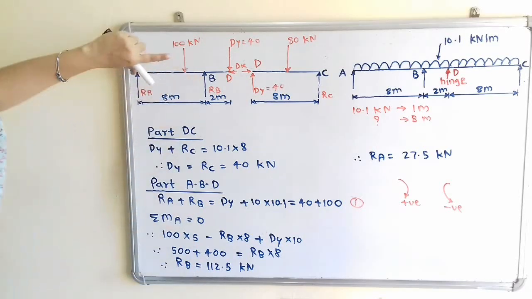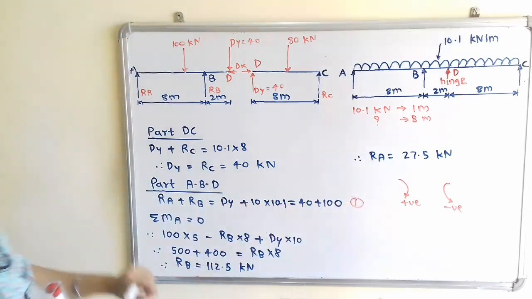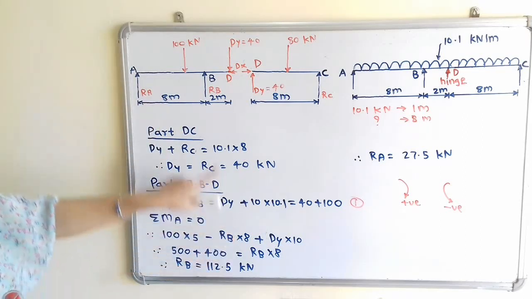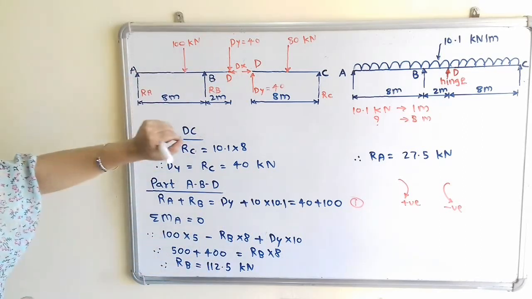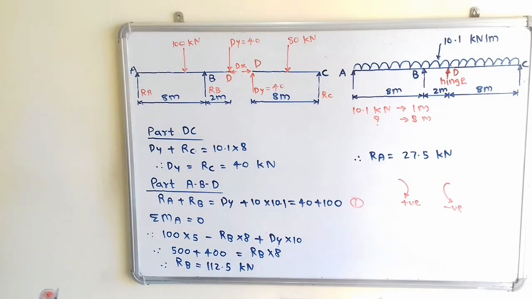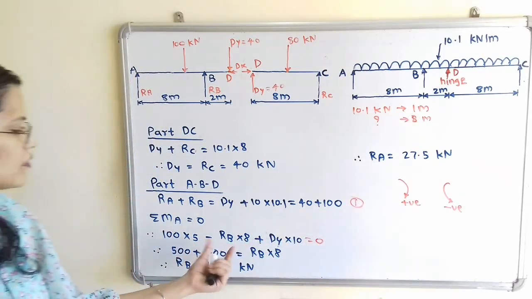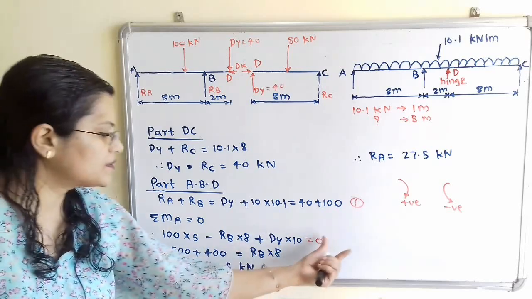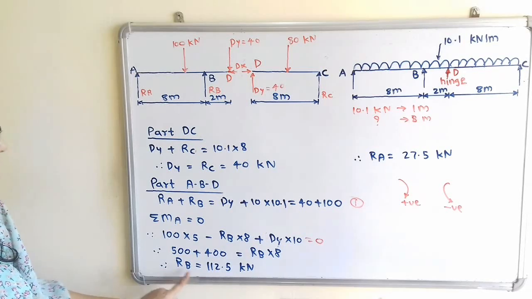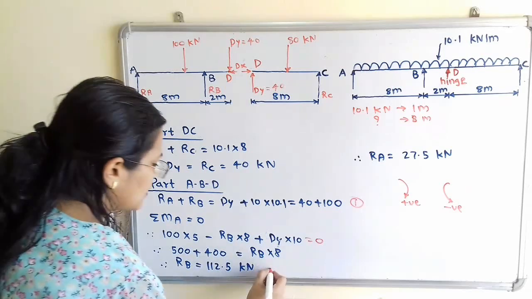Then if I move the compass in the direction of RB about point A, then it is in anti-clockwise direction. So minus RB multiplied by 8. Then in the direction of DY it is clockwise, so plus DY into total distance is 10. So it is equal to 0. So we have to solve this. This unknown term RB we will transfer to the right hand side, and when we put the value, then we will get the value of RB 112.5 kilonewton. So this is the equation number 2.